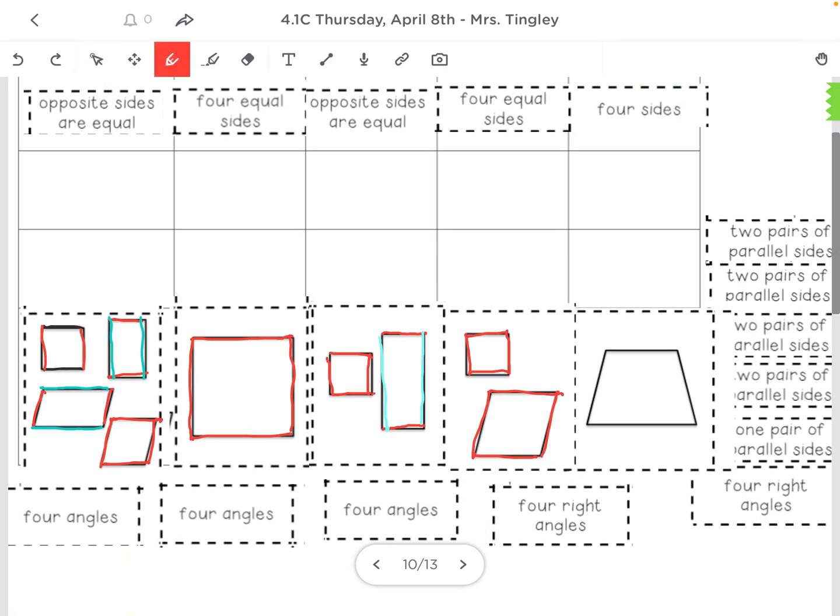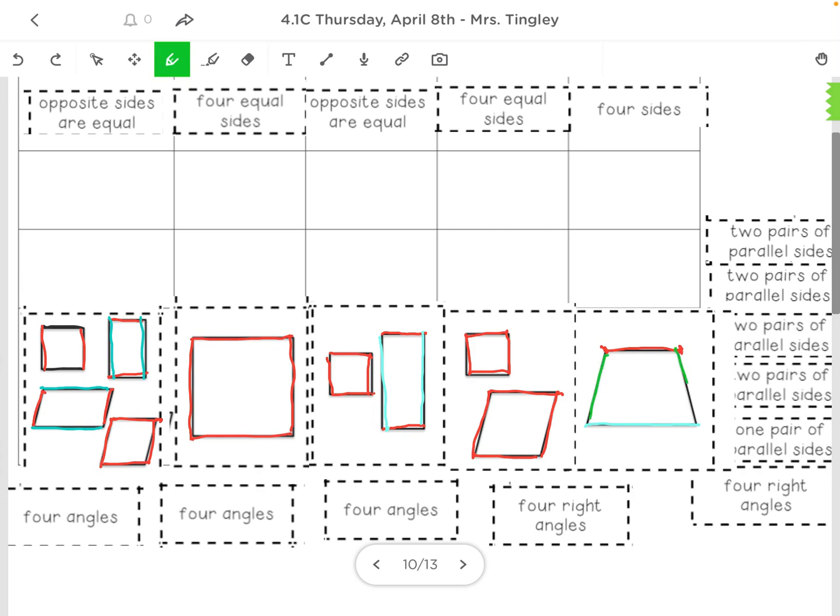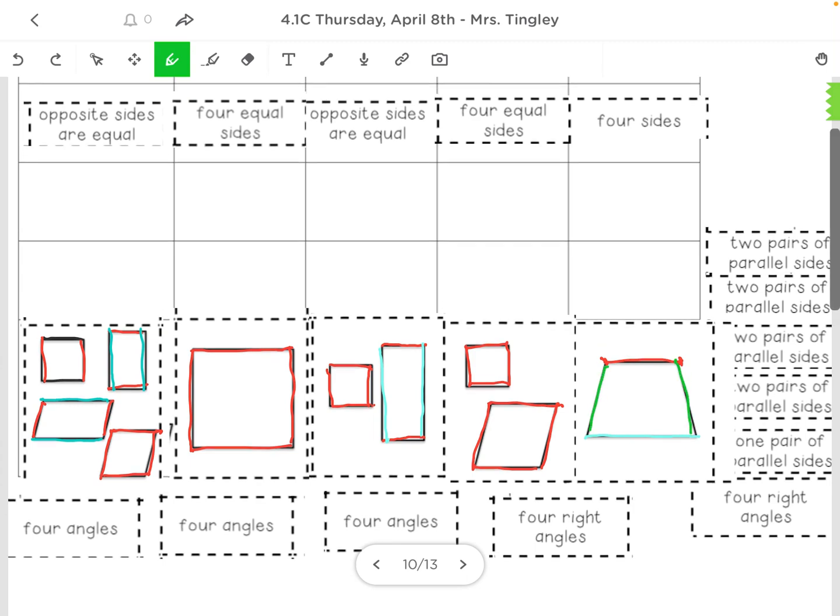And finally, a trapezoid. The only unique thing about the size or the length of the sides is that it has four sides. It's a quadrilateral.